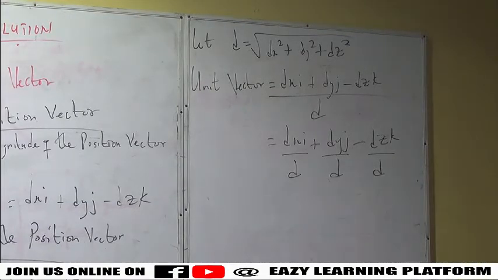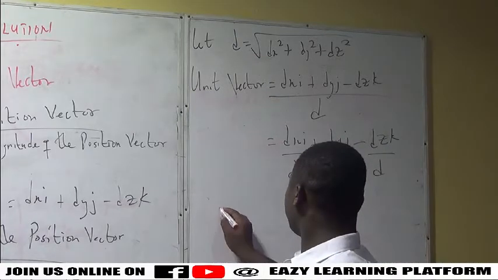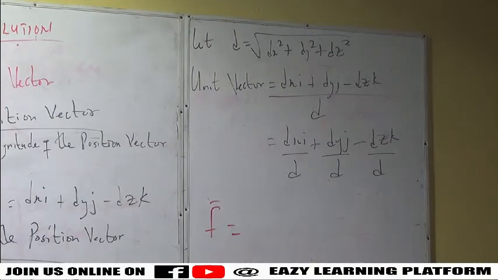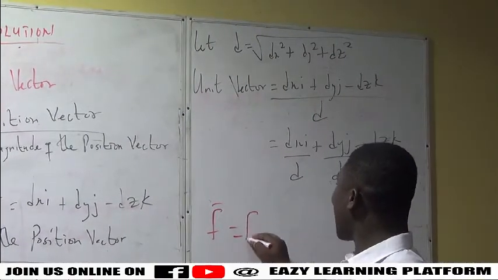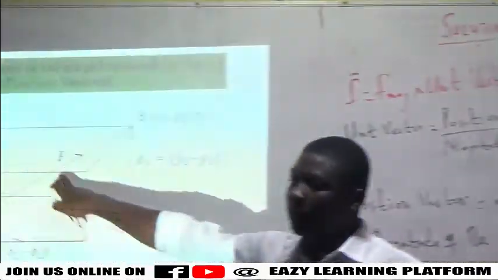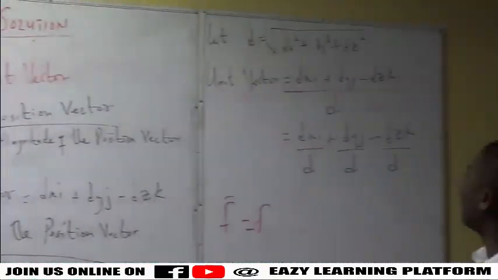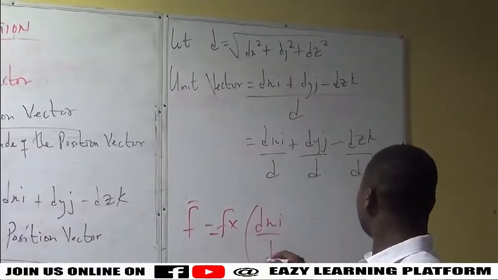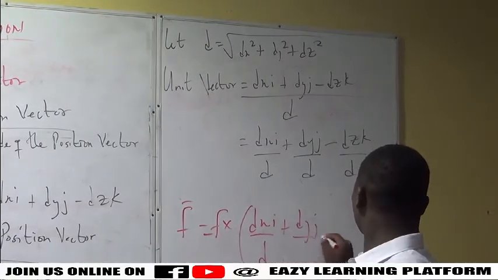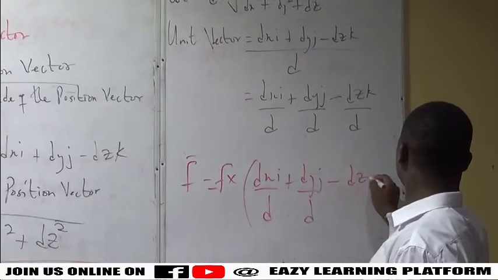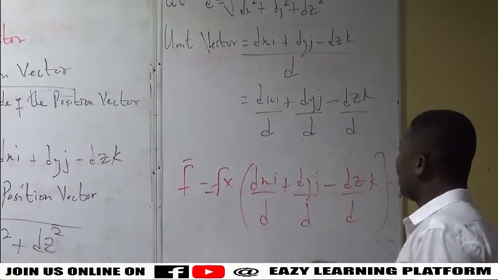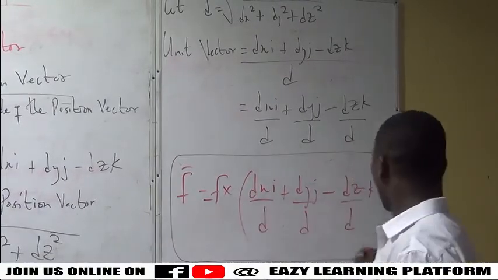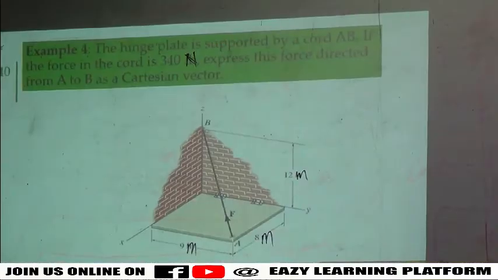So to find the force vector F, which is equal to the magnitude times the unit vector, I have my magnitude, which is F. So I have F multiplied by dxi over D plus dyj over D minus dz over D times k. And this will give me the force vector, or the Cartesian.